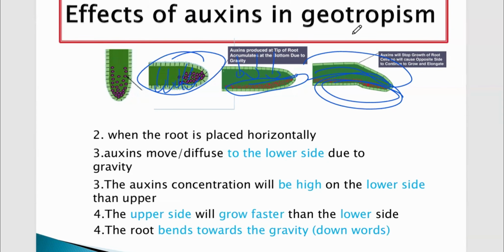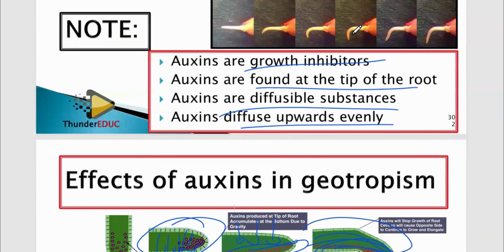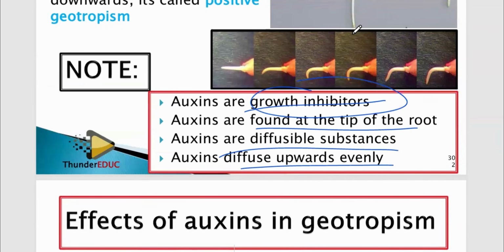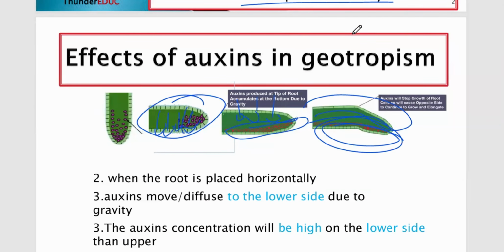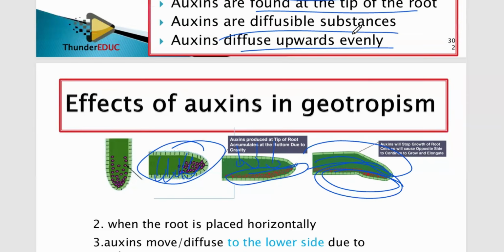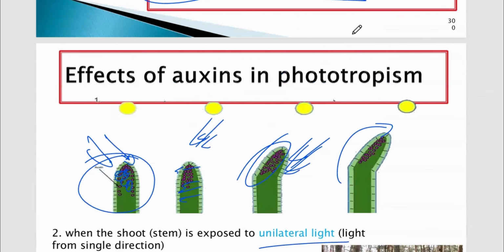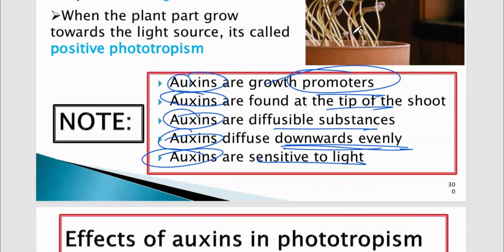If it has too many auxins, then the auxins are going to inhibit growth. Remember we said that in roots, auxins are growth inhibitors. So the side which has more auxins is going to grow less than the side which does not have auxins. While in the shoot, the side which has more auxins is going to grow faster. Why? Because we said that auxins are growth promoters.